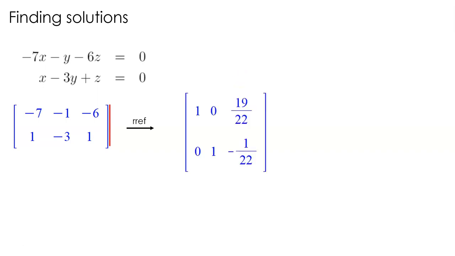I'm so glad I have Maple. So I have 1, 0, 19/20, and 0, 1, negative 1/22. Now, since my 0 is here, my equal sign is here, I don't have x equals this and y equals that. This is my z column.